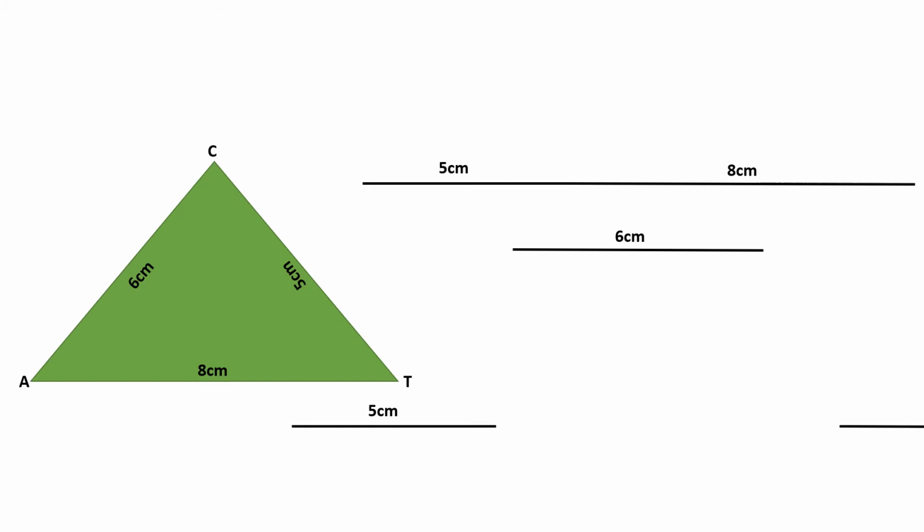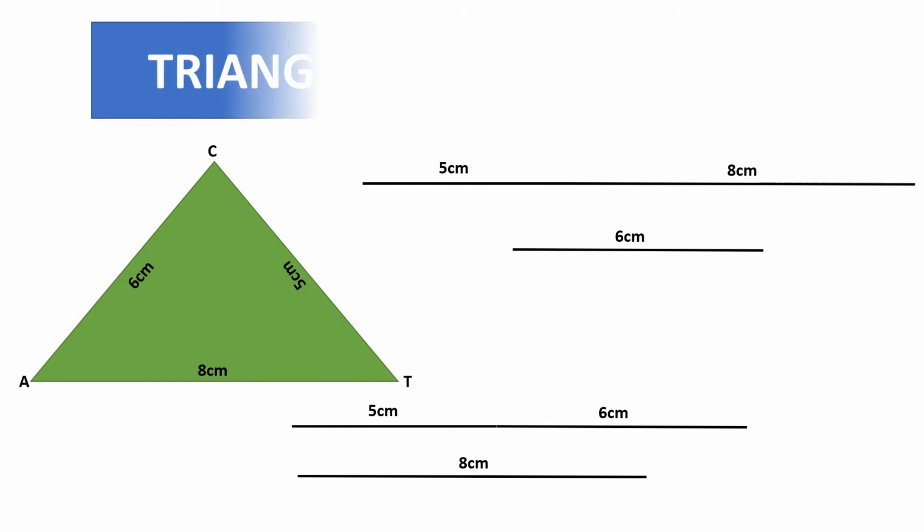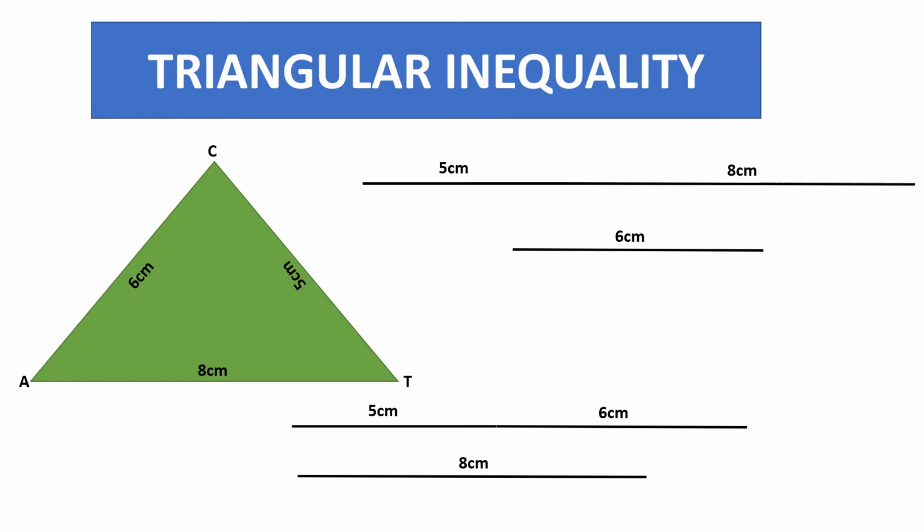I'm considering 5 centimeters, adding it to 6 centimeters. What is 5 plus 6, children? Yes, it is 11 centimeters. Is it greater than 8 centimeters? Correct. So, what you are able to see, if I add any two sides of a triangle, if it is greater than the third side, then that property is called triangular inequality. If you are able to form a triangle, then triangular inequality should be satisfied, children. If it doesn't satisfy, then there is no way the triangle can be constructed.